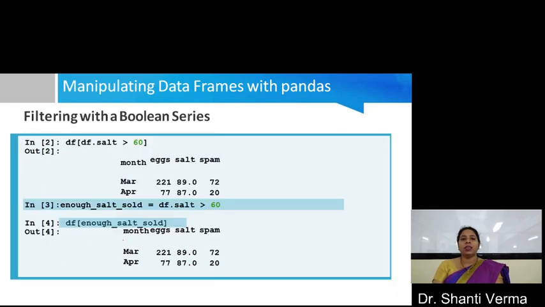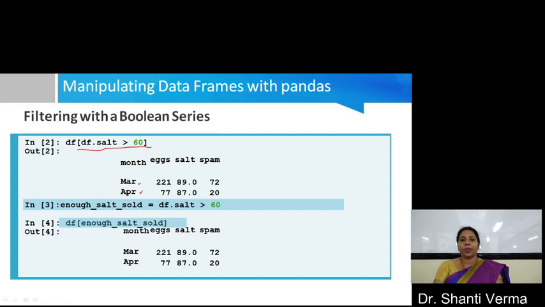Now let's discuss how to filter with a Boolean series. For filtering with a Boolean series, you write df, and under this df you make a condition in square brackets. So you can write df[df.salt > 60], then it gives all the columns and rows where the values are true. So it gives March and April and all the columns, that is eggs, salt, spam and month.